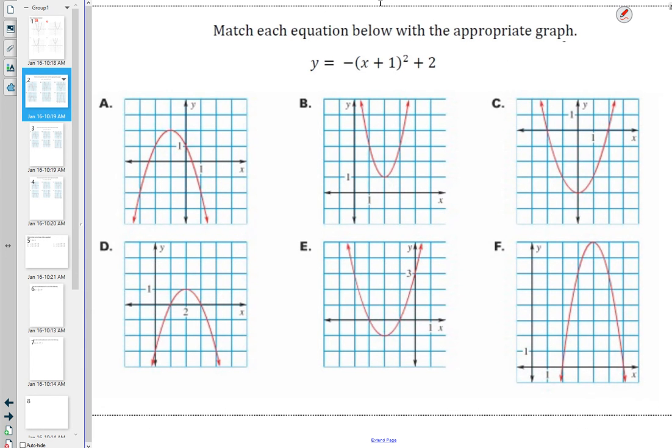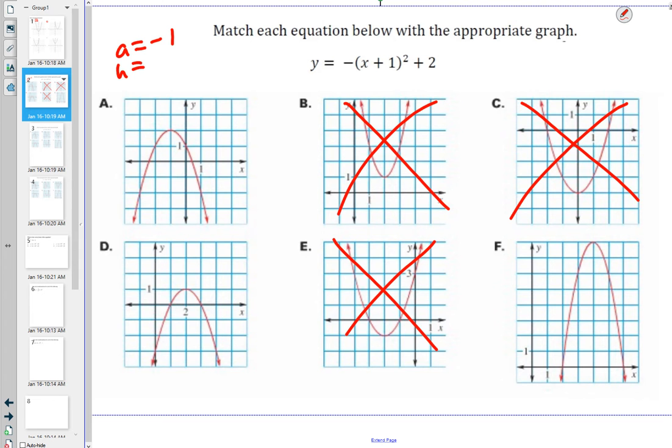Match again. So which one of these graphs is the same as the one here above? Again in vertex form. What's A here? What's A on this one? What does that tell you? The fact that A is -1. It's going to be facing down. So I know it can't be this one, or this one.